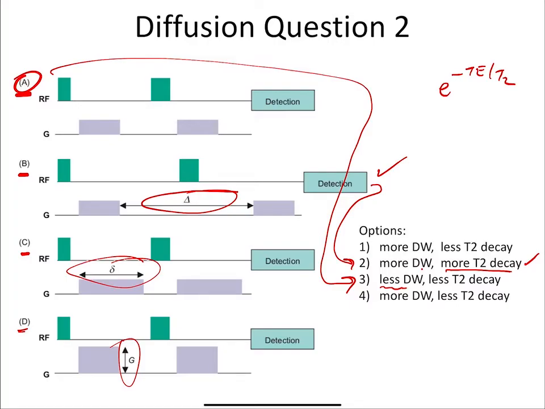Okay. So that's just giving you a general feel for why, when they say the MR physicists or the engineers are monkeying with the pulse sequences, this is the thinking that they're taking into account.